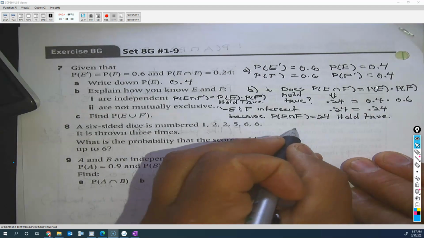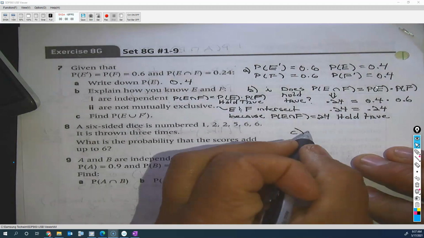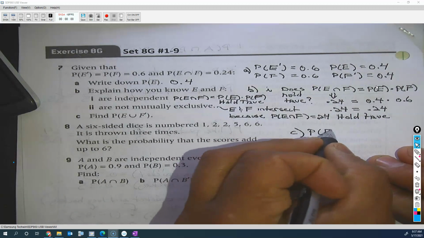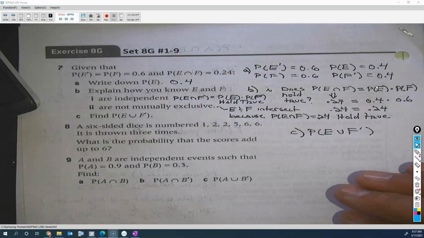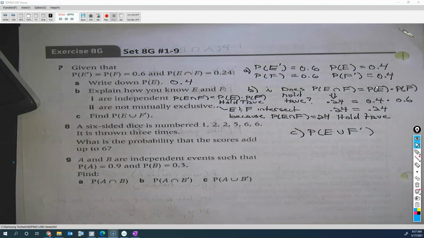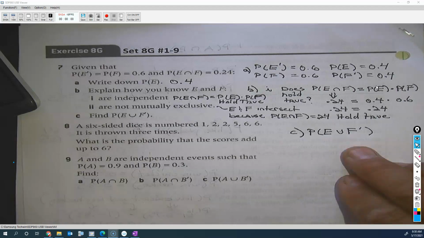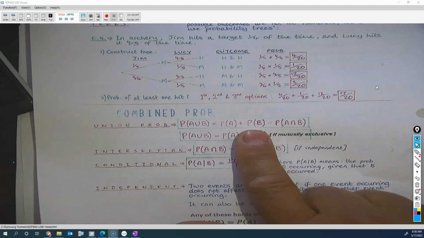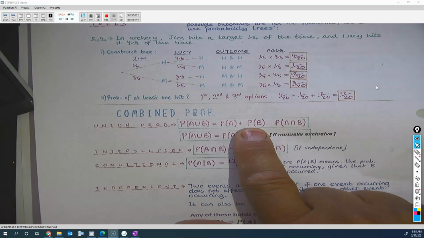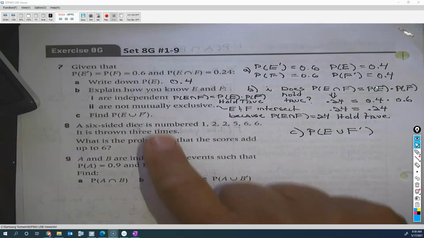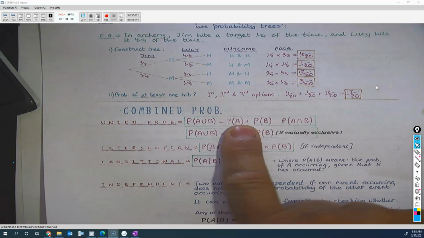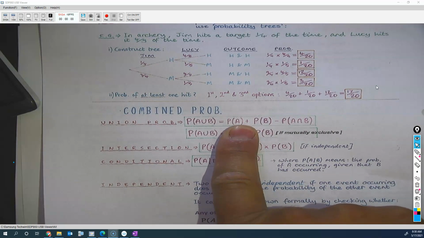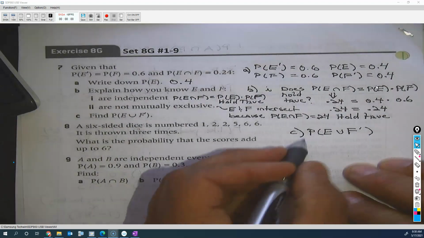Okay, and now C, find the union. So E union F. We're going to use our addition rule, guys, right here. We know they're not mutually exclusive because of the last statement here. Okay, that's your addition rule.